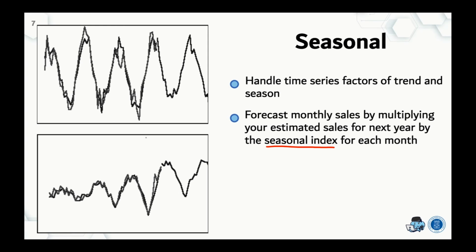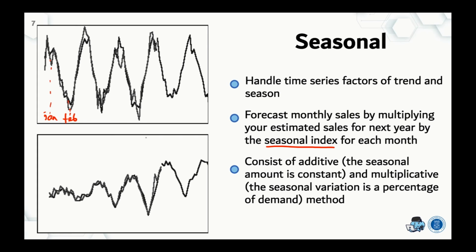For example, this is the seasonal index for month 1, January here, and this is February, and so on. We represent this fluctuation with what we call the seasonal index. Seasonal models consist of additive and multiplicative. In additive, the seasonal amount is a constant, so we simply add it: demand plus seasonal factor. In multiplicative, the seasonal factor is embedded in the demand itself, so demand is multiplied by some percentage of seasonal.